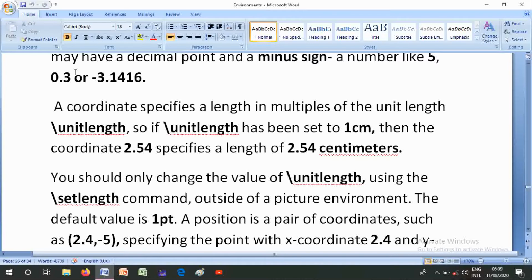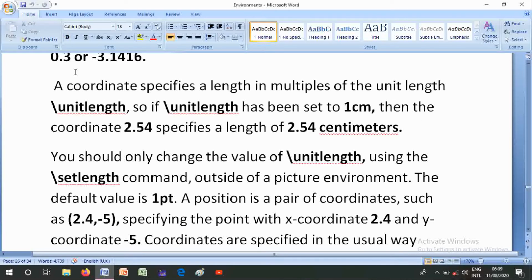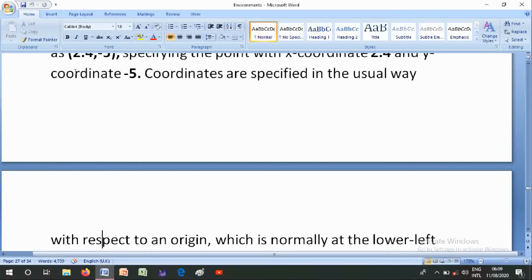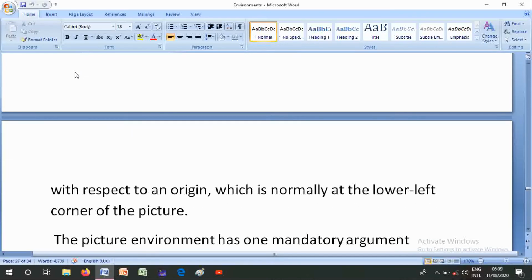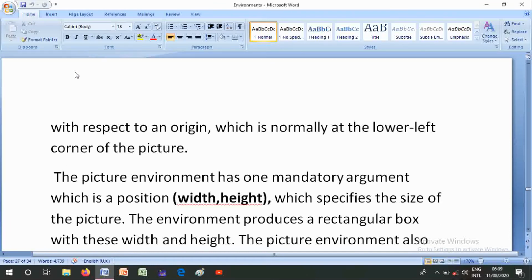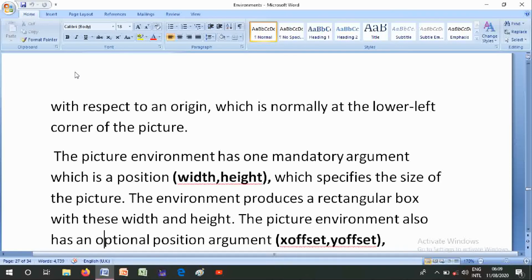A position is a pair of coordinates such as (2.4,-5), specifying the point with x coordinate 2.4 and y coordinate -5. Coordinates are specified in the usual way with respect to an origin, which is normally at the lower left corner of the picture. The picture environment has one mandatory argument, which is a position (width,height), which specifies the size of the picture. The environment produces a rectangular box with this width and height.